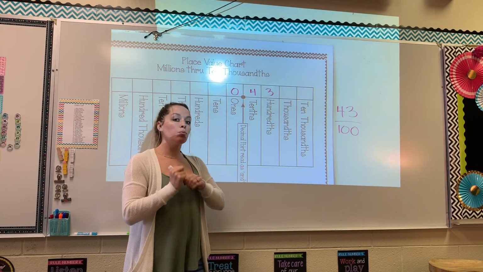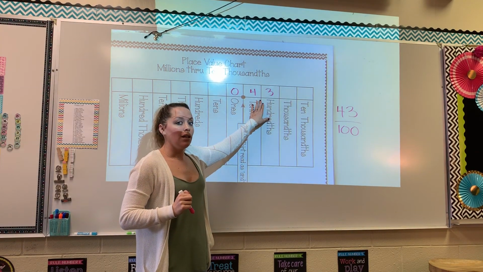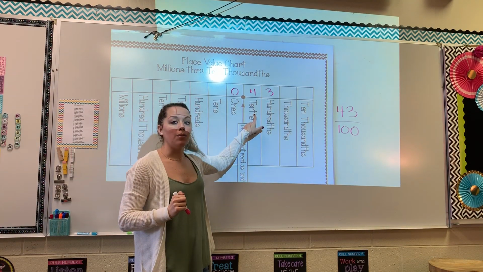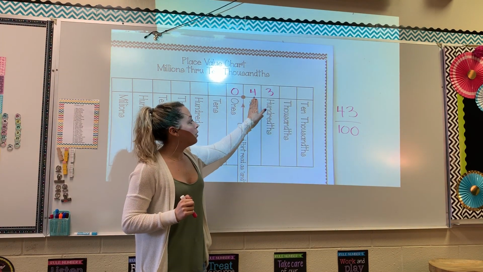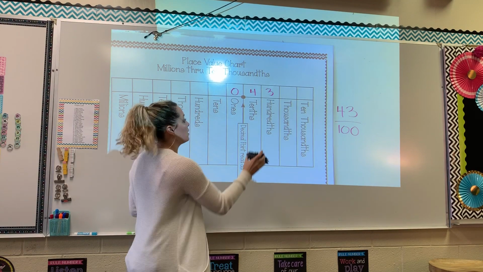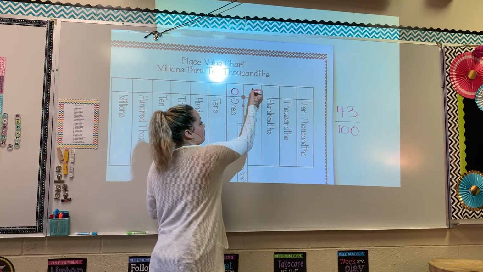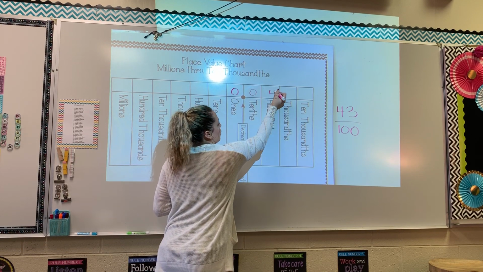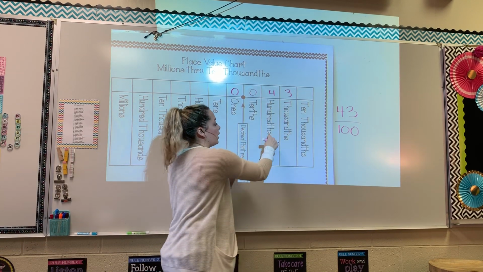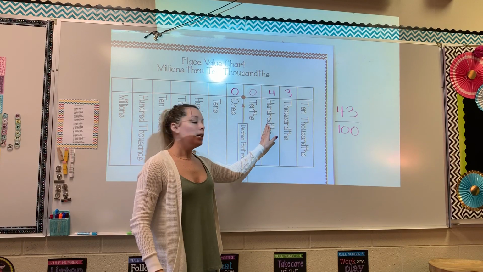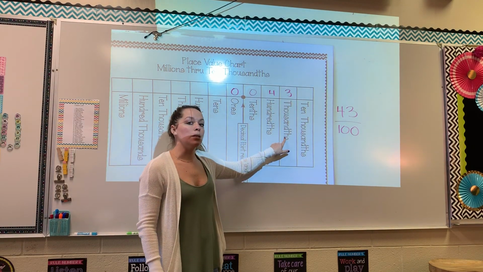Now here's where this is really, really important. I had to put the 4 in the tenths place. If I hadn't, it would have scooched over and it would have looked like this. So let's say I thought, nope, I don't have any tenths. I need to keep that as a 0. And then I put 43 hundredths. Well, now look what happened. That 3 went over into the thousandths place.